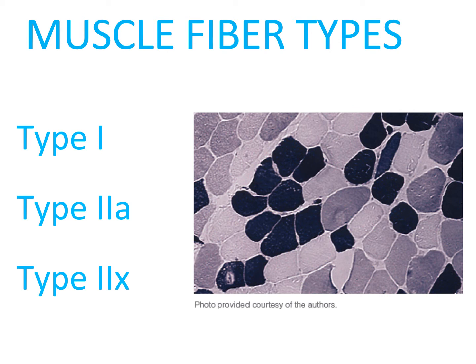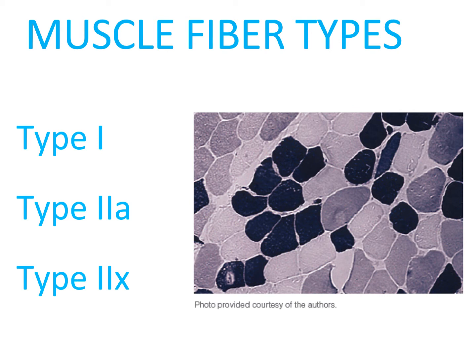Our type 2 fibers have peak tension at about 50 milliseconds, therefore we refer to them as our fast twitch fibers. Type 2A makes up about 25% of the fibers in the average muscle, and type 2X makes up about the remaining 25% of fibers in the average muscle. So, how do we actually figure out the muscle fiber types? We have a couple different ways to do this.